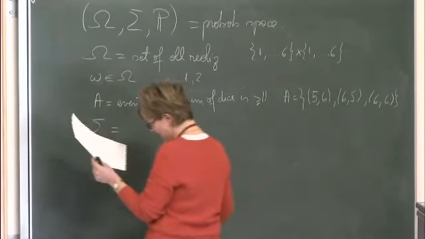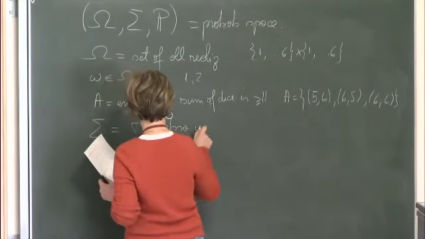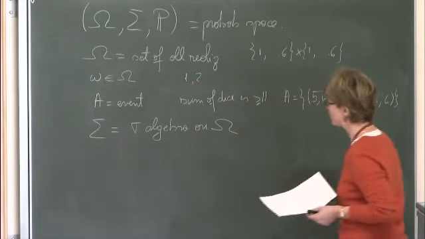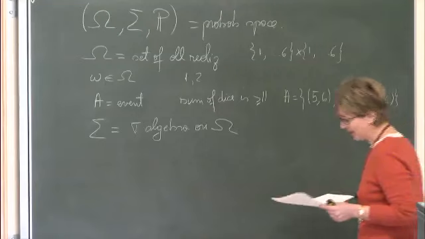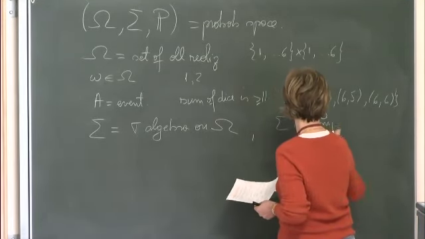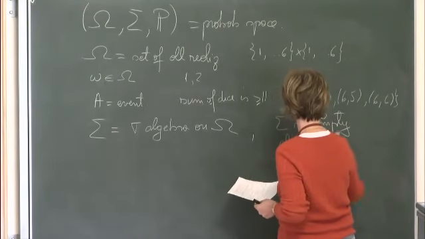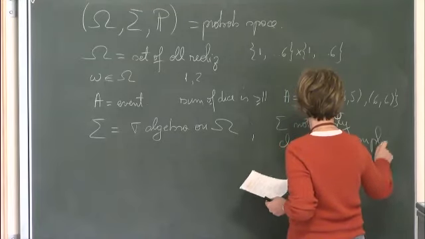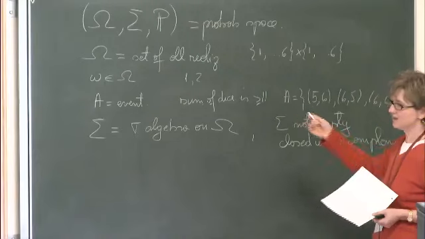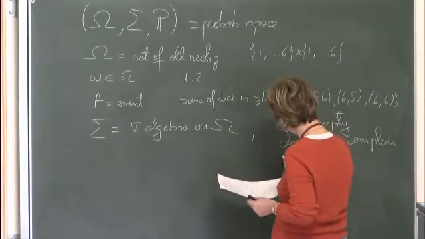Now, sigma is what is known as a sigma algebra on the sample space. So what does that mean? It's just a collection of sets of events that has the following property. So sigma is not empty. It's closed under complements. What does that mean? It means that if I have one event in sigma, then the complement of that event is also in sigma. And it's also closed under countable unions.